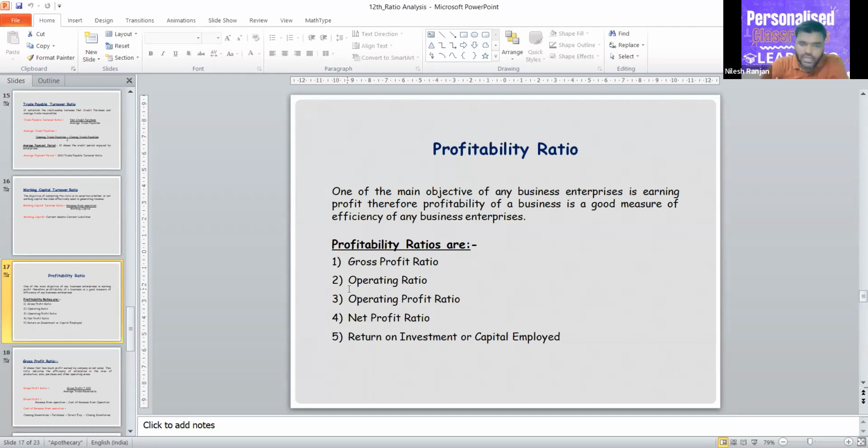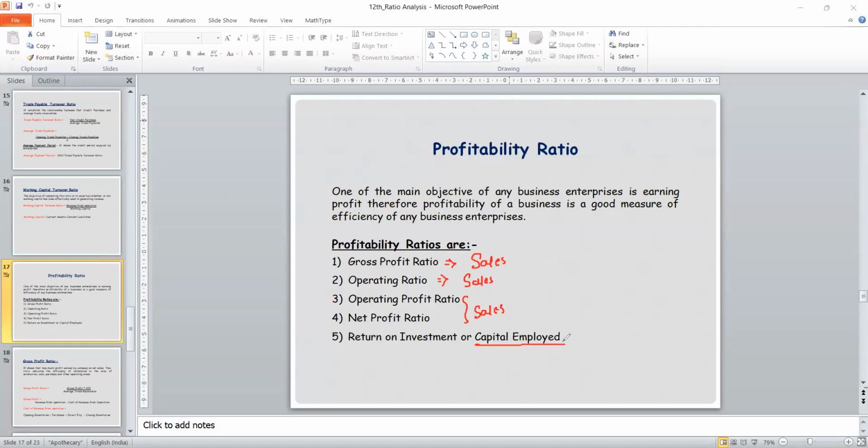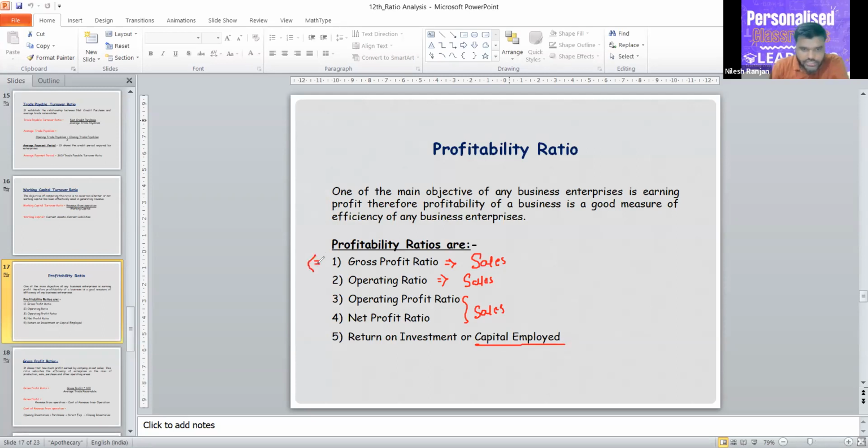So we calculate our profitability ratios on the basis of sales: gross profit ratio on the basis of sales, operating profit ratio on the basis of sales, and these two also on sales. So these are on the basis of sales, and the last one is on the basis of capital employed. Okay. Now let's think about your suggestion of expenses.